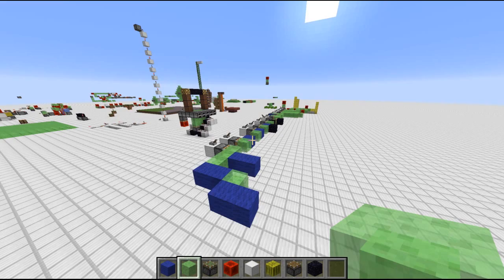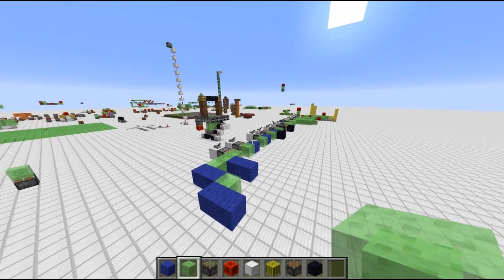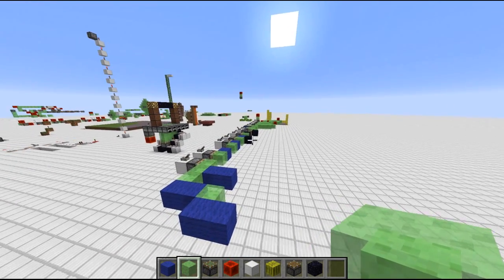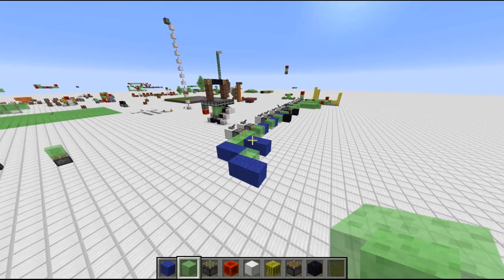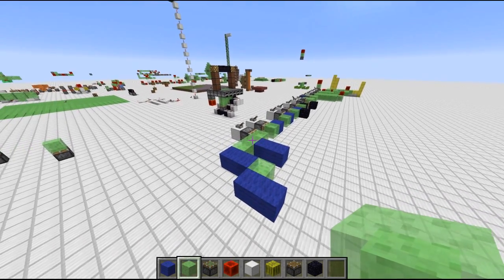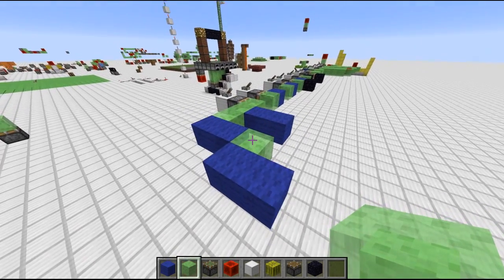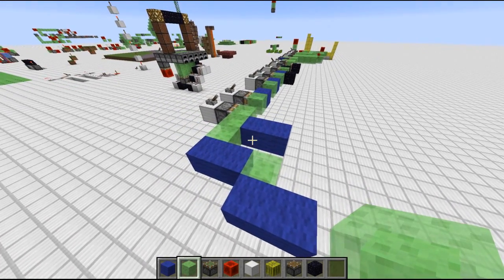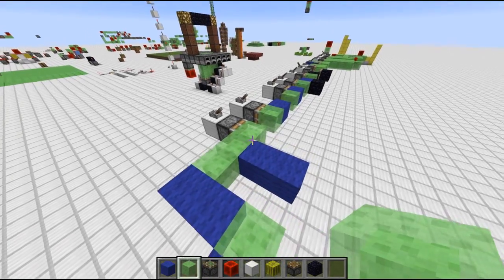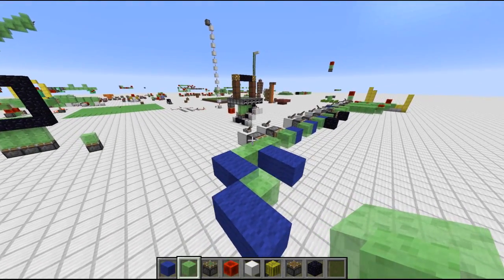Hello guys, this is Panda, and I know you're probably waiting for an Ender Dragon XP farm, but what I want to show you today is way more important in my opinion, way higher priority, and that's sticky slime blocks.